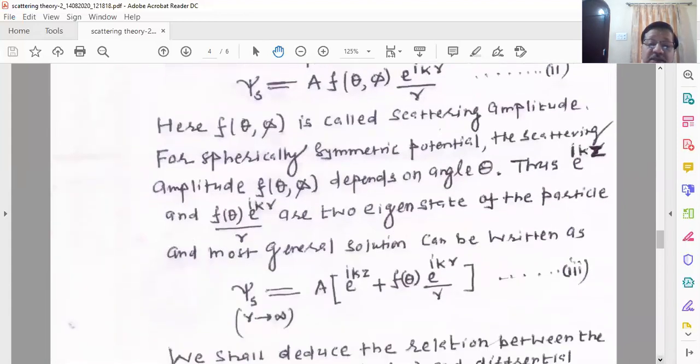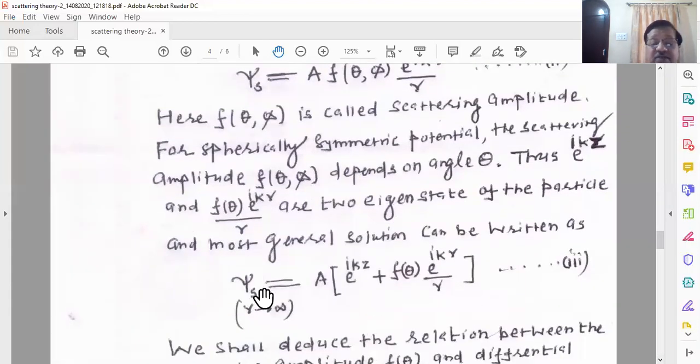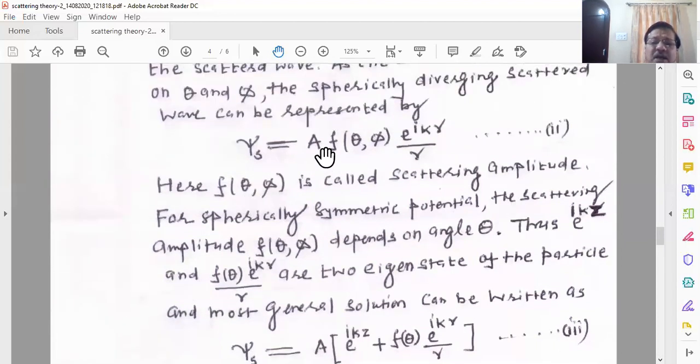So if you look at the expression for the scattered wave, this is a solution for the scattered wave. I write down A, a constant, e to the power of ikz, that is the wave which is not scattered, a plane wave along that direction. And this part is the scattered wave, which I wrote here: A f(theta, phi), that is the scattering amplitude, times e to the power of ikr and the factor 1 upon r.